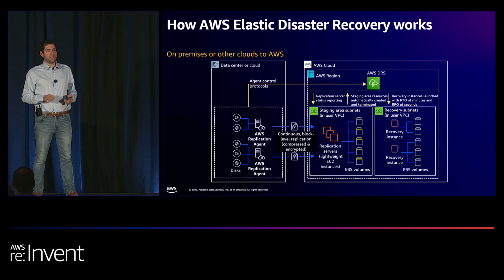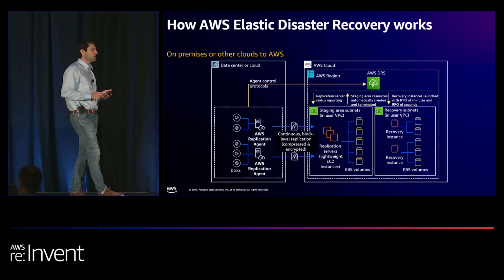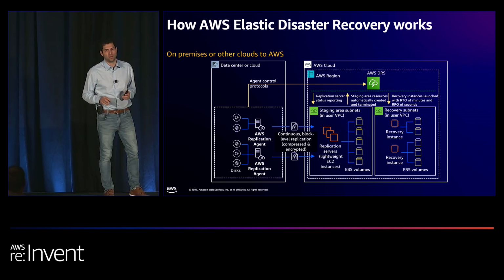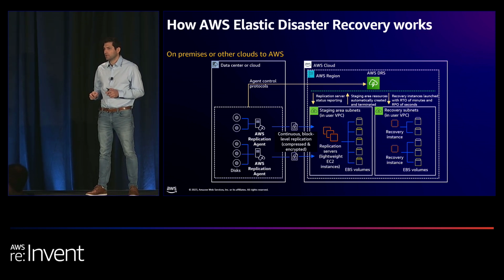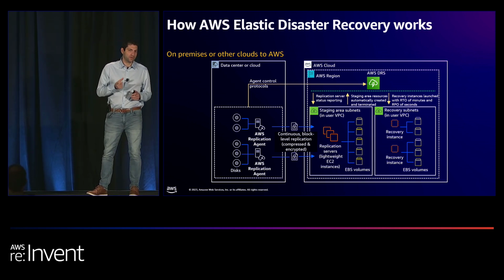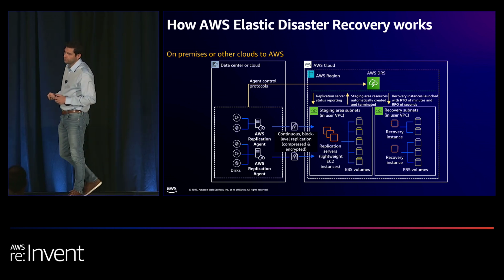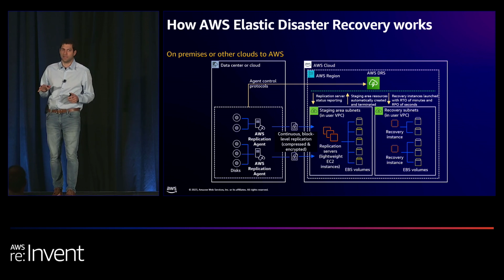So once we install the agents on the source servers, we start the replication. And the replication is continuous async at the block level. Now what that means is that, first of all, because of the asynchronous nature of the replication, it has minimal footprint and impact on the source server. It doesn't interfere with ongoing writes. That's a key.